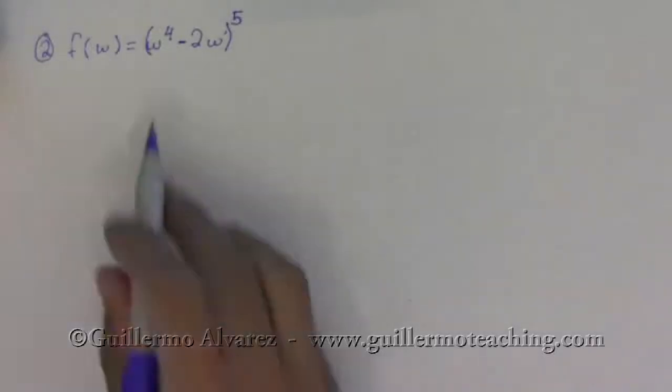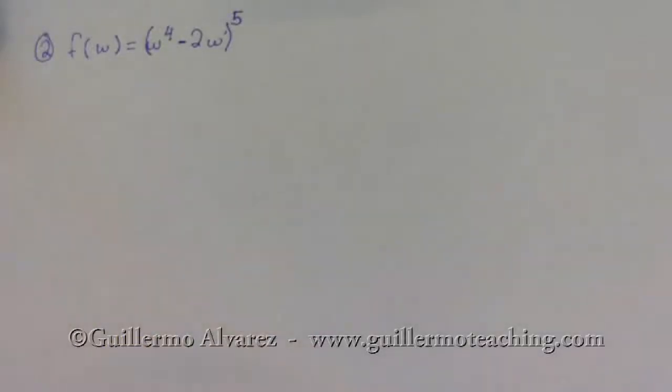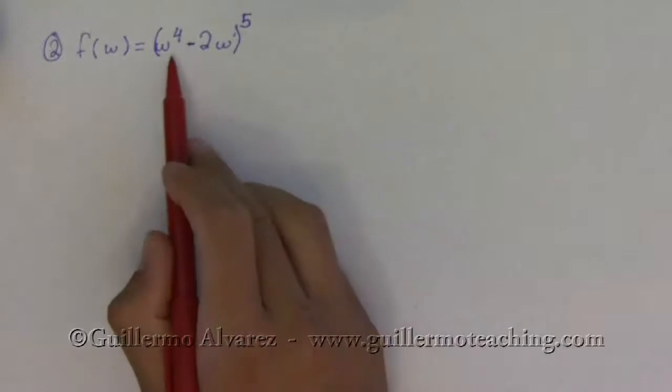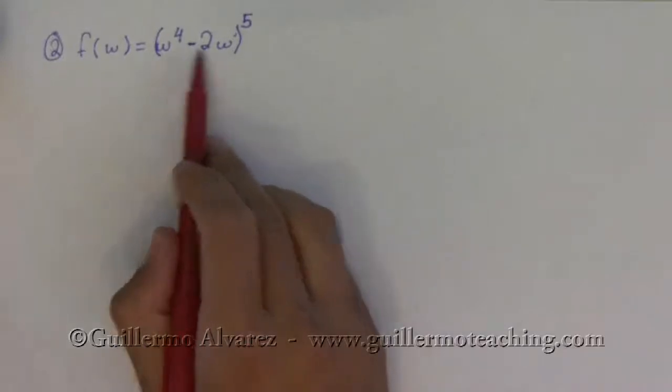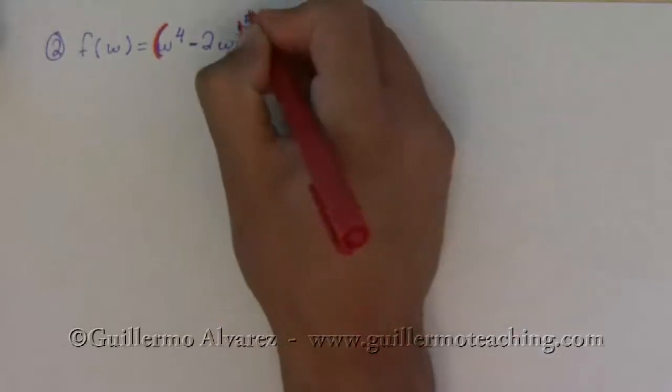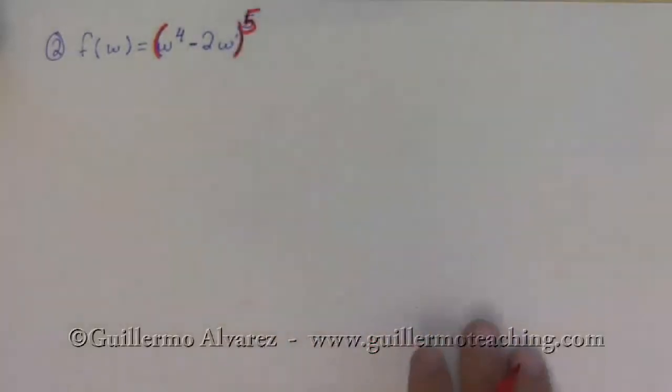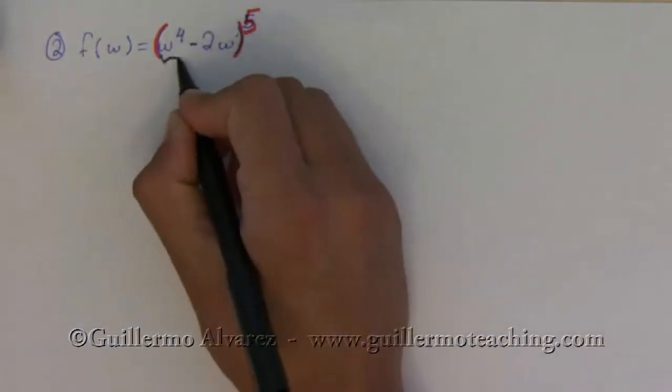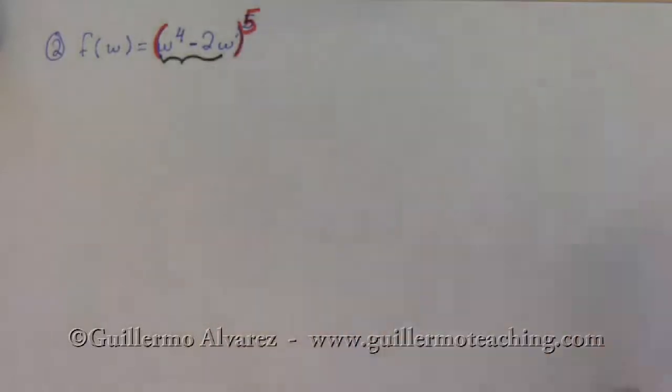Okay, so the same exact idea. Now I'm going to shade here the inside and the outside functions. The outside function, notice that the entire thing is being raised to the fifth power. So this is what we're going to call the outside function. And then the inside function is this w to the fourth minus 2w.